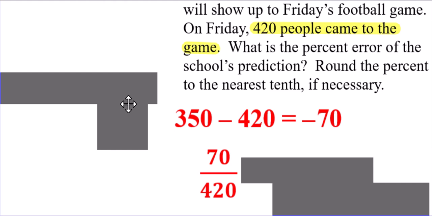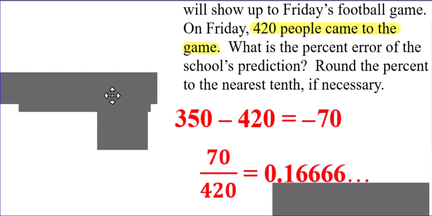So we're going to divide by 420. 70 divided by 420 is going to give us 0.1666666. And yes, some of you might want to put a repeating bar on it, but I'm actually going to advise that you do not, because this is not the percent form yet. And don't round this to the nearest tenth. Don't you dare make this 0.2. We're not rounding this to the nearest tenth.